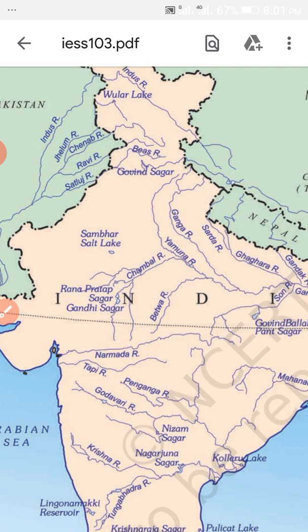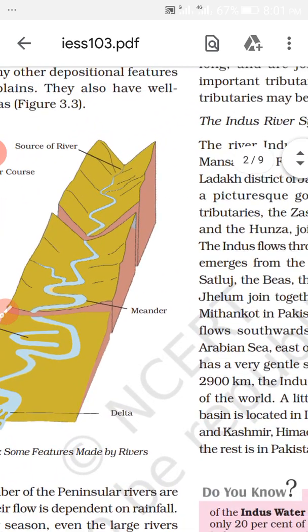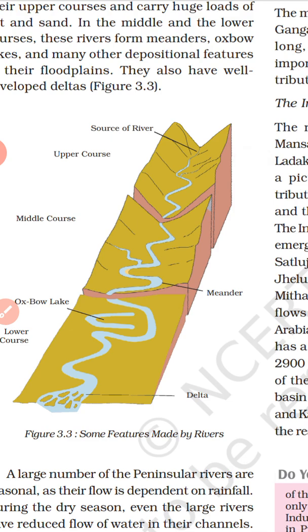You have questions to note down: what is the river Indus, which are the tributaries of the river Indus, and at which place and in which country do the tributaries of the river Indus join? The next question for you: what is the difference between the Himalayan rivers and the peninsular rivers? And the last question to note down about these figures: what do you know about meanders and Oxbow Lake? And you have to draw this figure also in your notebook. So thank you for watching the video. I will continue with the next topic.